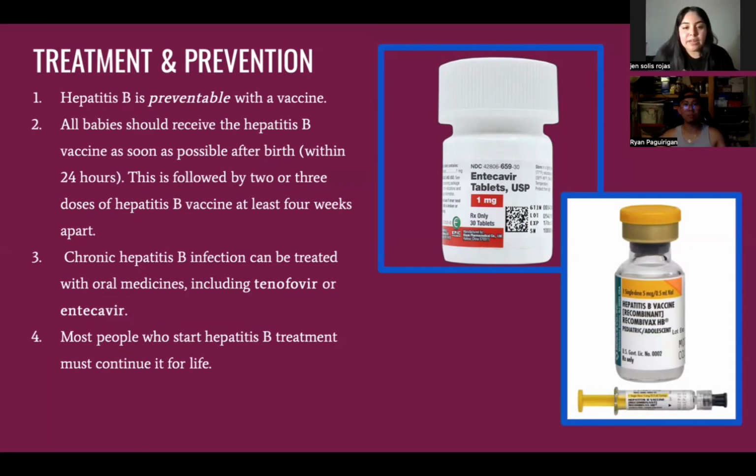So chronic hepatitis B can be treated with oral medicines such as tenofovir or entecavir, and both of these are oral medications that you can take. I have them listed on the screen over here. And then most people who start Hep B treatments have to continue it for life.